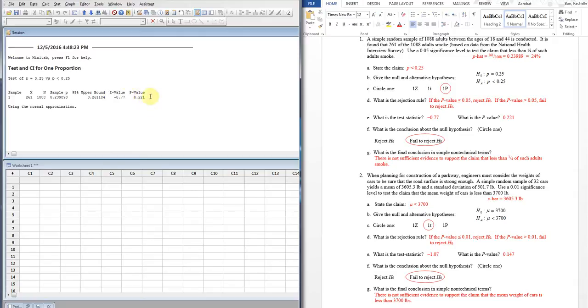If you look at this, our p-value is very large. It's actually bigger than our alpha, so we would fail to reject. So we'd say that there's not sufficient evidence to support the claim that less than a quarter of adults smoke. Yep, the claim has not been supported. All right.